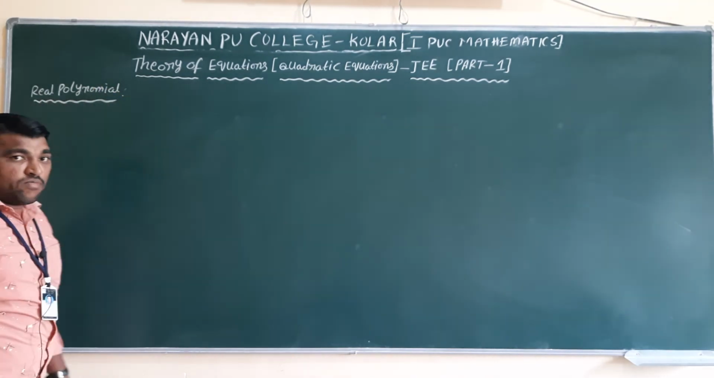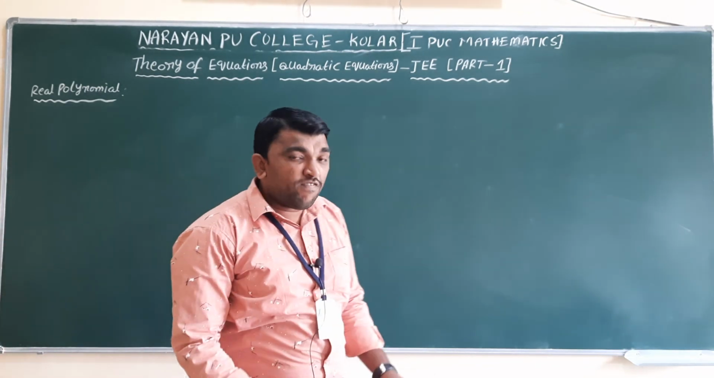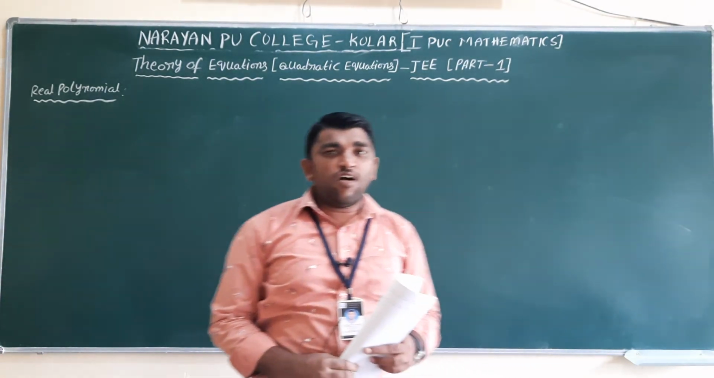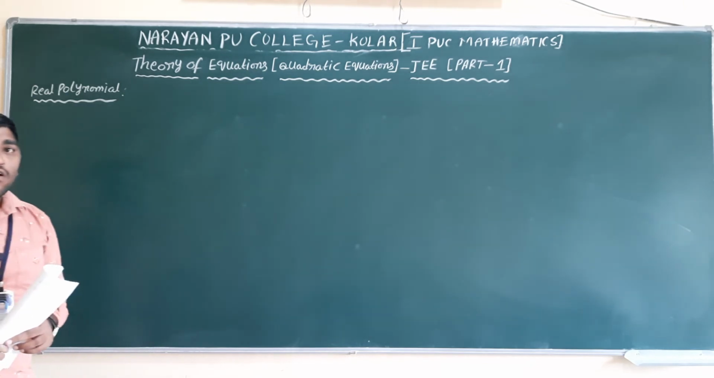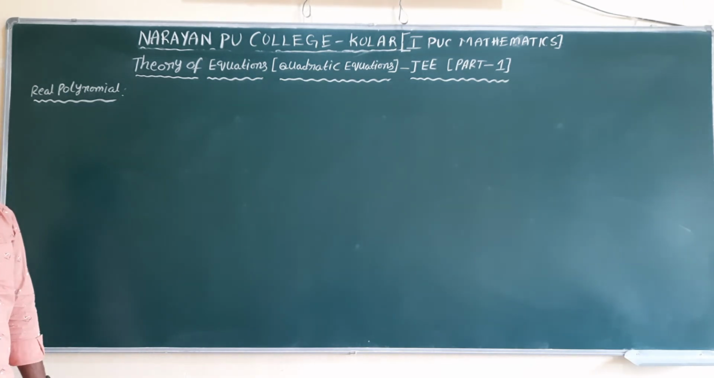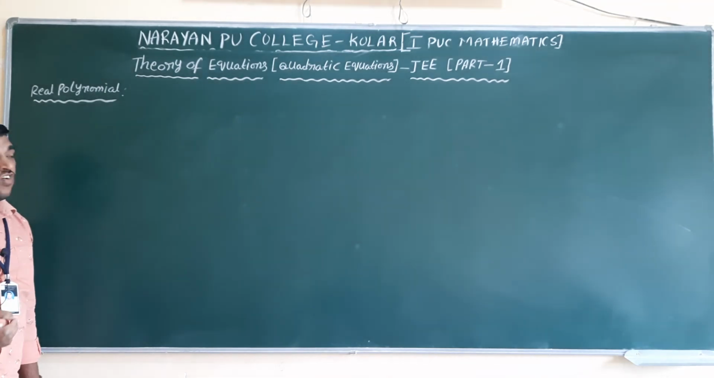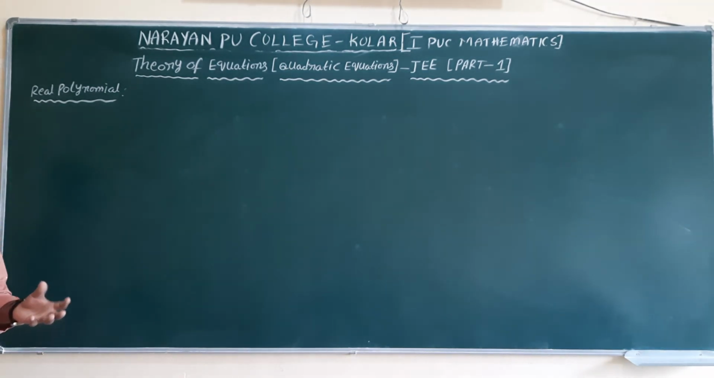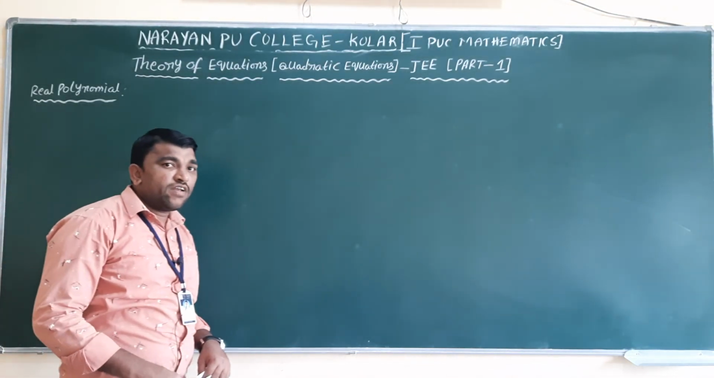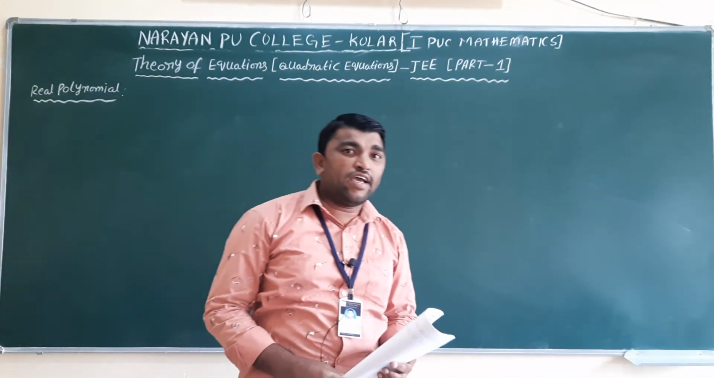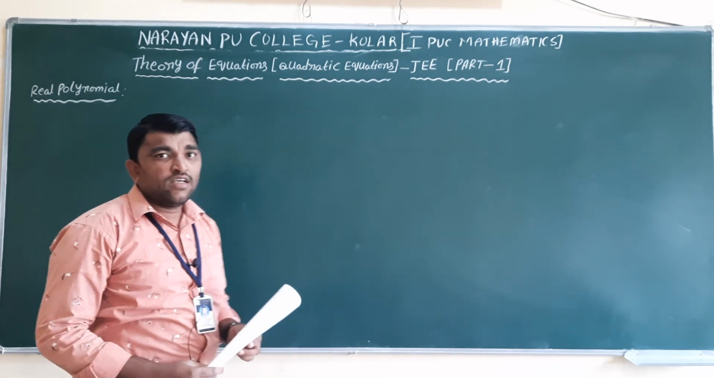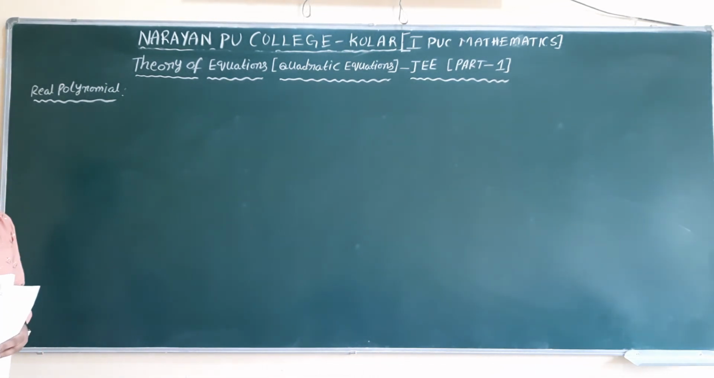We know the meaning of polynomial: a function in the form a0 plus a1x plus a2x square and so on up to an x power n. That form we call a polynomial in x, where a0, a1, a2 and so on up to an are real numbers and x is the variable.